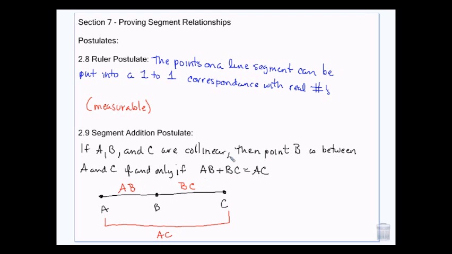But what the postulate is telling me is that it won't be like B, A, and C, because then AB and BC wouldn't equal AC. Does that make sense? So they have to go in that order for that to work.